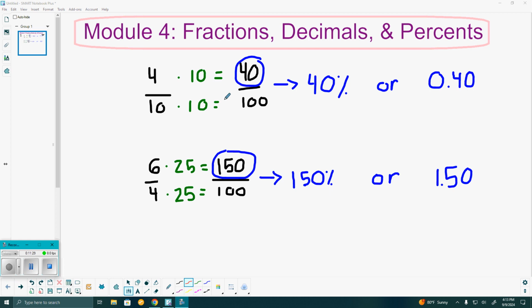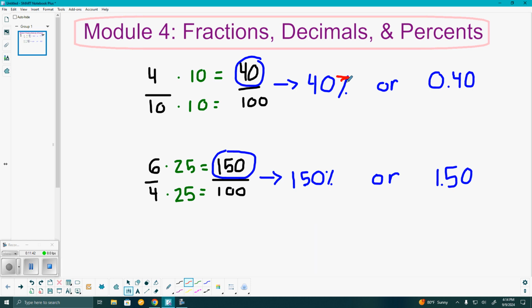A percent means a number represented per 100. So 40 over 100 would be 40% or 0.40. The way to know how to represent it as a decimal is to ignore the percent sign, and then you do 1, 2, and then put your decimal.